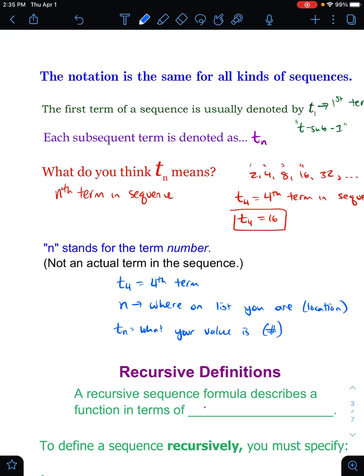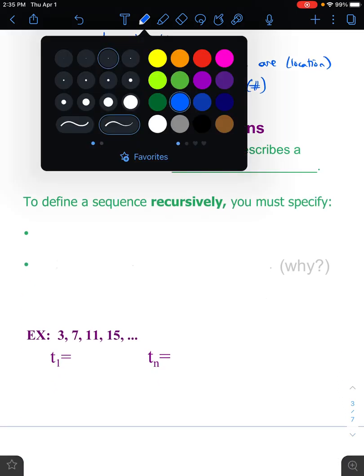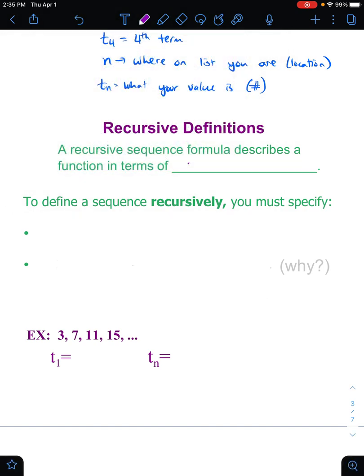Right now, we're going to start by talking about recursive formulas or recursive definitions. Our goal is to find patterns recursively. So a recursive sequence or a formula describes the sequence. It gives us a pattern in terms of prior terms of the sequence. That sounds kind of confusing. It's in terms of prior terms. But really, to define a sequence recursively, we just need to know two things. T sub 1, which is where you start.